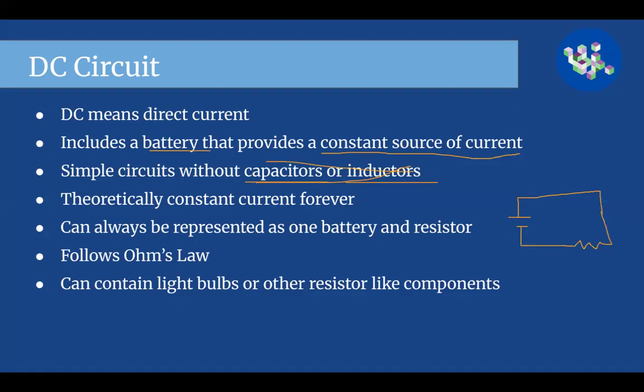Theoretically, these can have constant current forever, but physically the resistors are going to heat up and dissipate energy, and it'll decay over time. But for theoretical applications, we'll just consider this. You can always represent them as only one battery and a resistor, as I've drawn here. Just follow Ohm's law. Ohm's law will be your guiding light, V equals IR. That's all you need to solve DC circuits. All right, next slide.